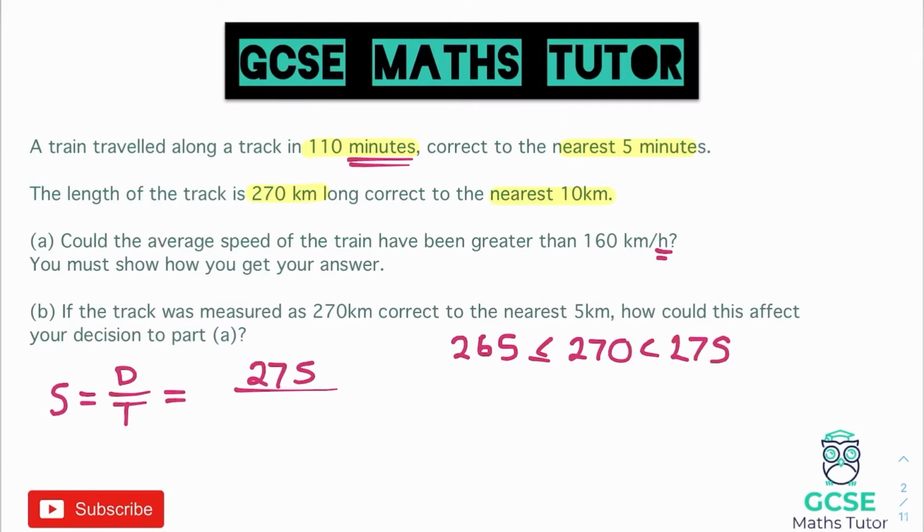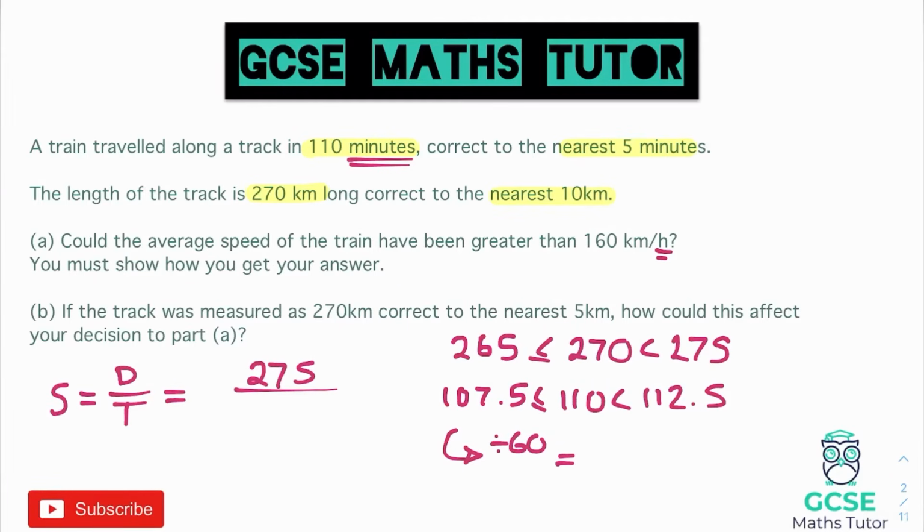And now we need to get the smallest possible time. Now let's start by writing the bound in minutes. So we've got 110 minutes. And that's correct to the nearest 5, so we're going to go 2.5 above and below. So 112.5 would be our upper bound, and 107.5 would be our lower bound there, our smallest possible time. Now that's in minutes, and we want that in hours. So in order to turn that into hours, we're going to want to divide that by 60. Okay, so divide that by 60 minutes. There we go, 60 minutes in an hour, and that's going to turn that into hours for us.